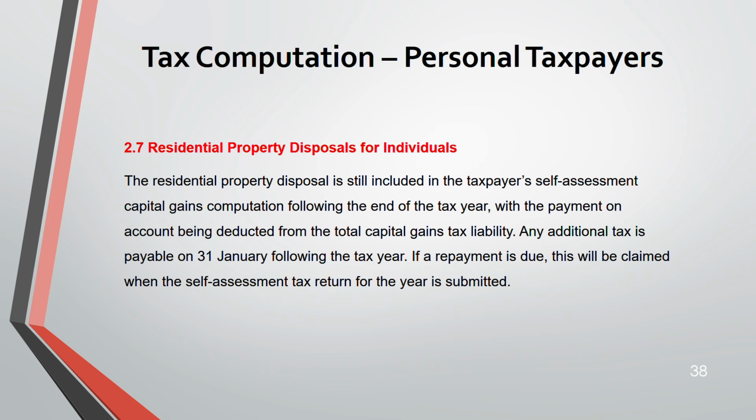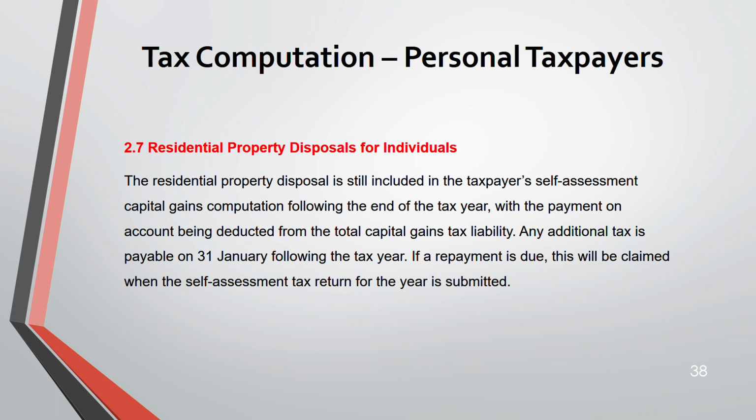Now, the residential property disposal will still be included in the taxpayer's self-assessment capital gain computation following the end of the tax year, with the payment on account being deducted from your total capital gain tax liability. So what happens? The payment on account will be deducted from your CGT, and any additional tax is payable on 31st January following the tax year. Remember, the balancing payment for income tax and class 4 NIC is also 31st January following the tax year, the same date. So any additional tax will be payable on that date.